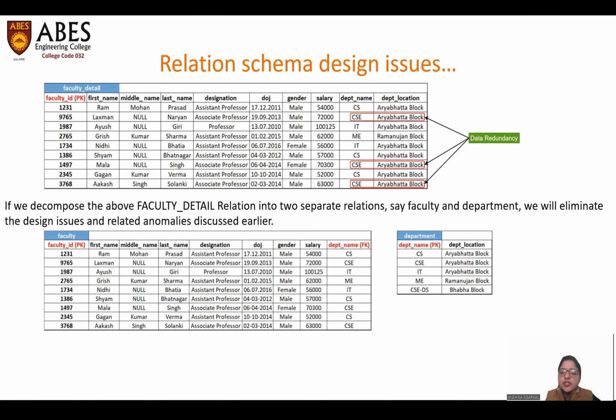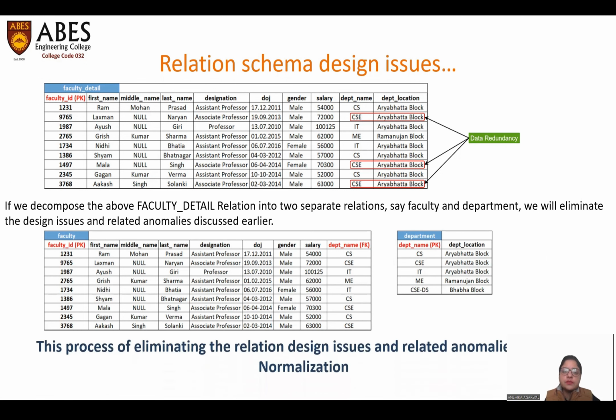Another anomaly was the deletion anomaly. Suppose Girish left the college. Okay, just remove this tuple, and the mechanical department still exists in the department table. Fine. So relational schema design issues will be resolved if we decompose such redundancy into more than one table. This is known as decomposition.